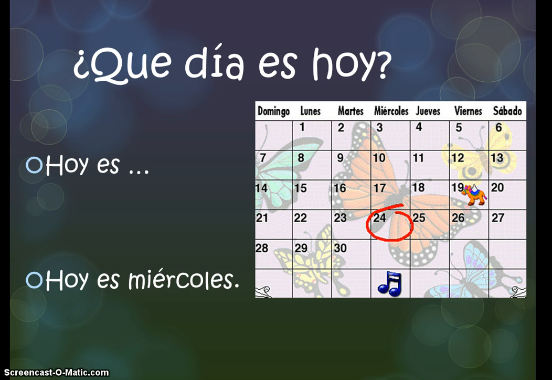Okay, so the first question that is important to know is ¿qué día es hoy? ¿Qué día es hoy means what day is today. So that is asking you what day of the week is it today. So if you look at the calendar, the 24th is circled, and that looks like it falls on a Wednesday. Okay, so you would respond hoy es and then the day. So for this particular day, we would say hoy es miércoles.